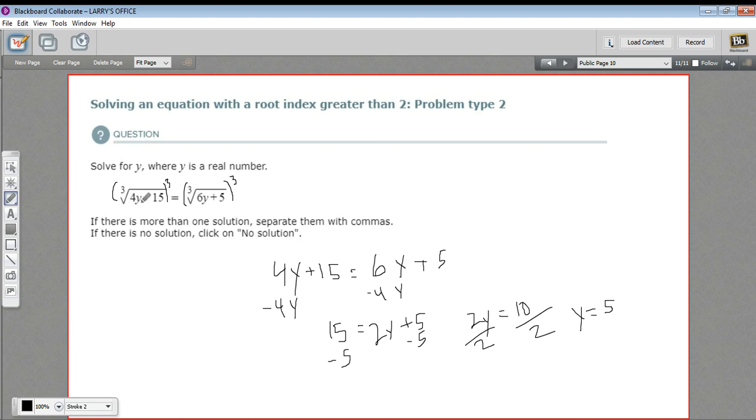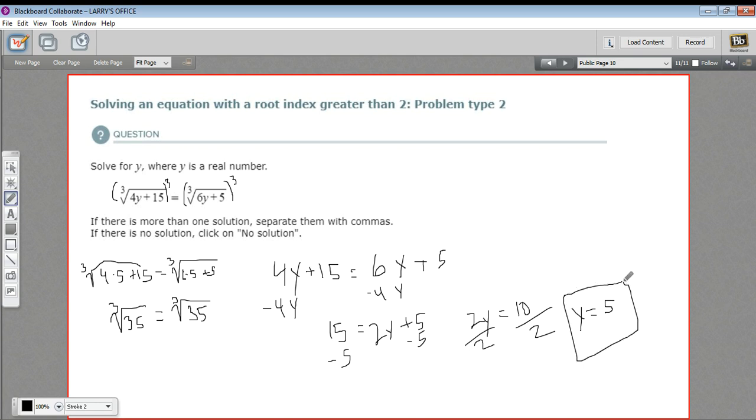We can verify it by plugging it back in here. So 4 times 5 plus 15, and then take the cube root of that, has to equal the cube root of 6 times 5 plus 5. Okay, well 4 times 5 is 20, plus 15 is 35, so this is the cube root of 35 on one side. And 6 times 5 is 30, plus 5, cube root of 35. So this does check out. The cube root of 35 equals the cube root of 35. So y equals 5 is a valid solution.